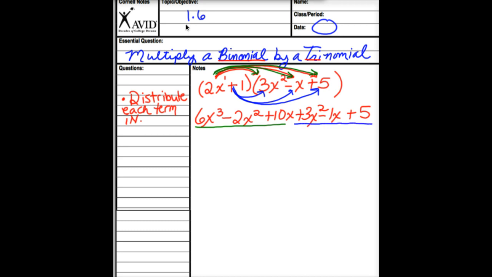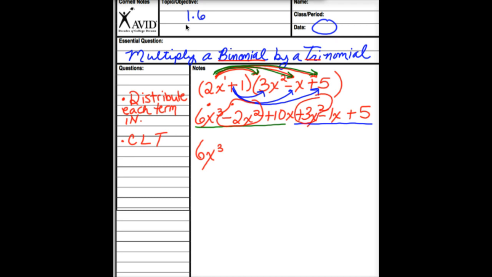And now I've got a whole big long polynomial, but in that polynomial there's like terms. So I'm going to combine my like terms, which we abbreviate CLT. So I'm going to go take a look and see if 6x cubed, run down the line and see if it has any like terms. And it doesn't. So that will be the leader of my answer. Then I go grab my minus 2x squared, and you'll notice that my minus 2x squared can be combined with my plus 3x squared over here.